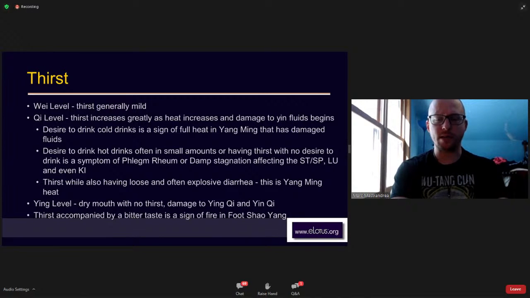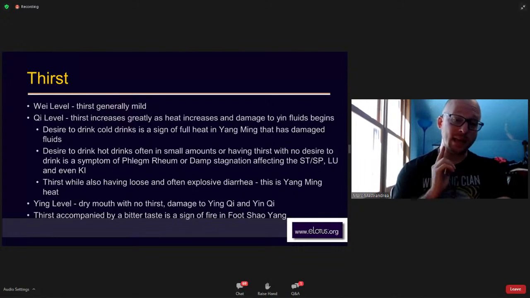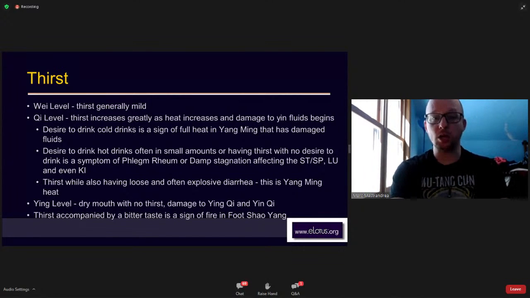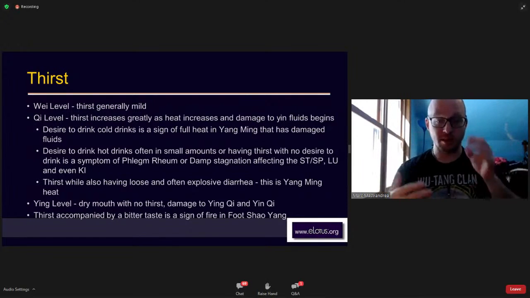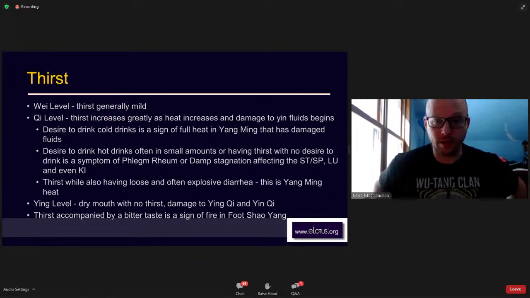They might have a desire to drink hot. If they have a desire in the qi level to drink hot drinks, you might think, well, wait, we just said yang ming, they'll want cold drinks. But if it's in the qi level and it's not a yang ming presentation, it could be phlegm, rheum, or dampness affecting the spleen and stomach, right? Which isn't a super hot presentation. That's more of a damp heat presentation, right?